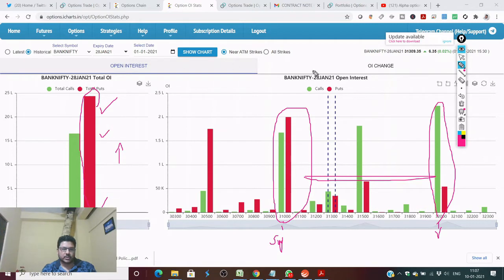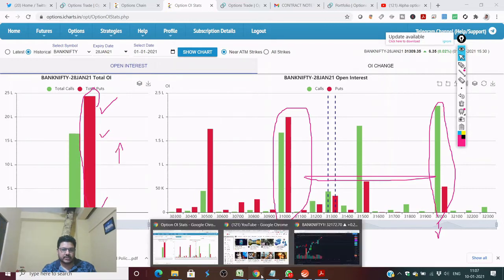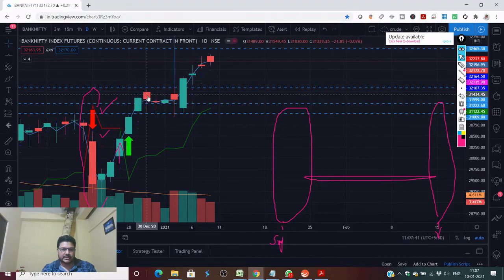Now let's correlate this data with our price chart. This was the 1st Jan, so then we need to look at what happened on the second. This was the 1st Jan, and second, as you see, initial movement, it came down first.